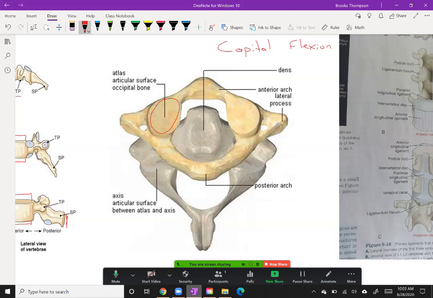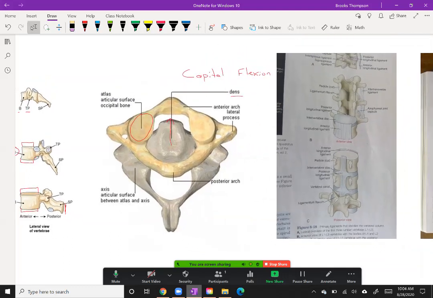Now we get the rotation. Most of our rotation comes from the fact that the atlas sits on top of C2, and we have the dens that comes up through the center. So the dens is on C2, comes up through the center of the atlas, and that's where we get most of our rotation. So right here, this is a huge joint for a lot of flexion, extension, and a lot of rotation. So that's occipital and C1, and C1, C2.